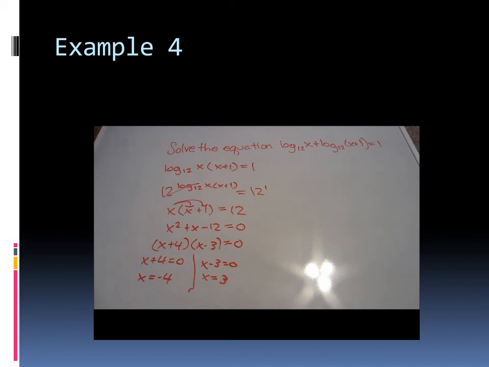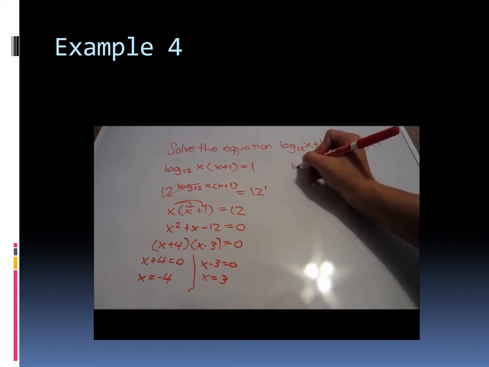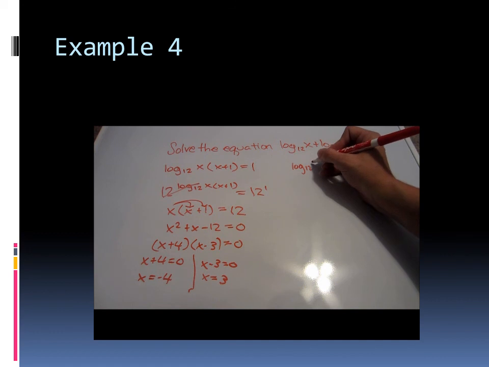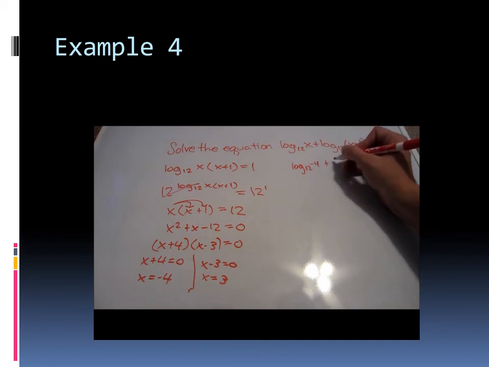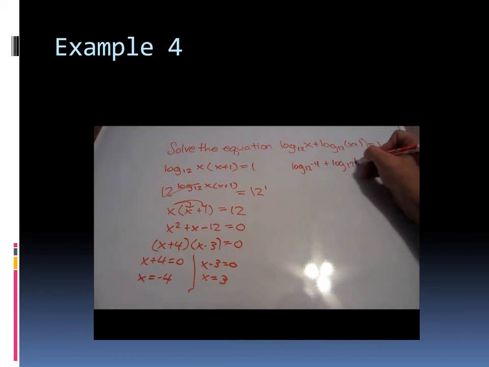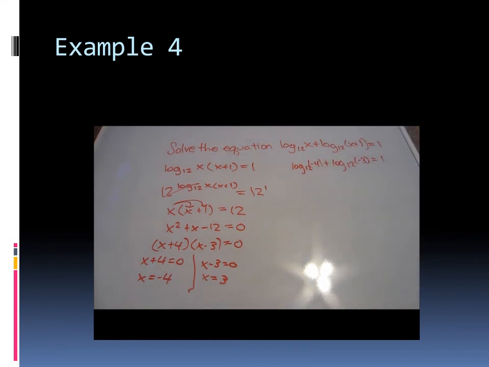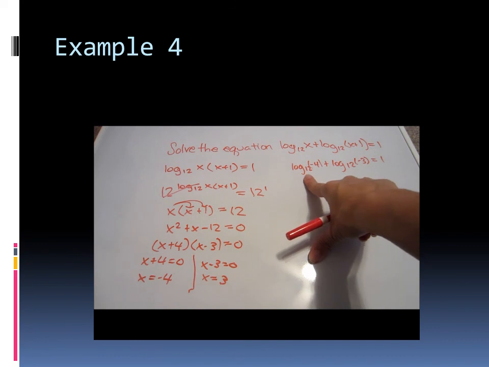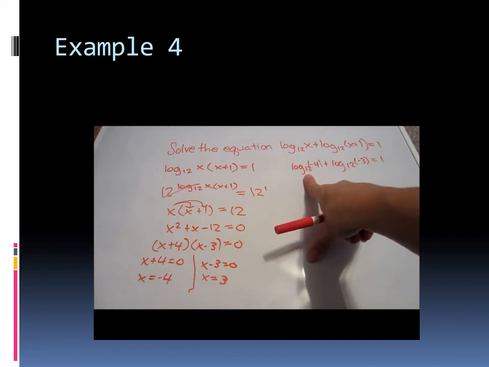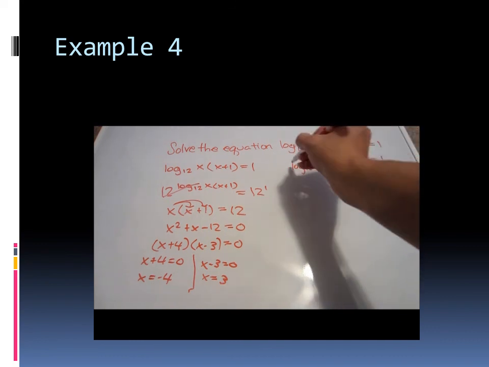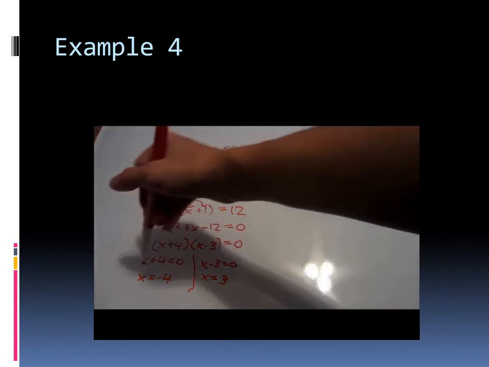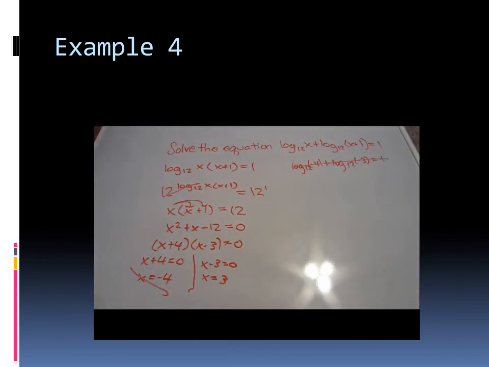So using the first one, we're going to plug in x as negative 4. So we get log base 12 of negative 4 plus log base 12 of negative 3 is equal to 1. Now here, the problem is that log base 12 of negative 4 is undefined. Since this is undefined, this cannot be a valid answer. So we have to cross out negative 4.